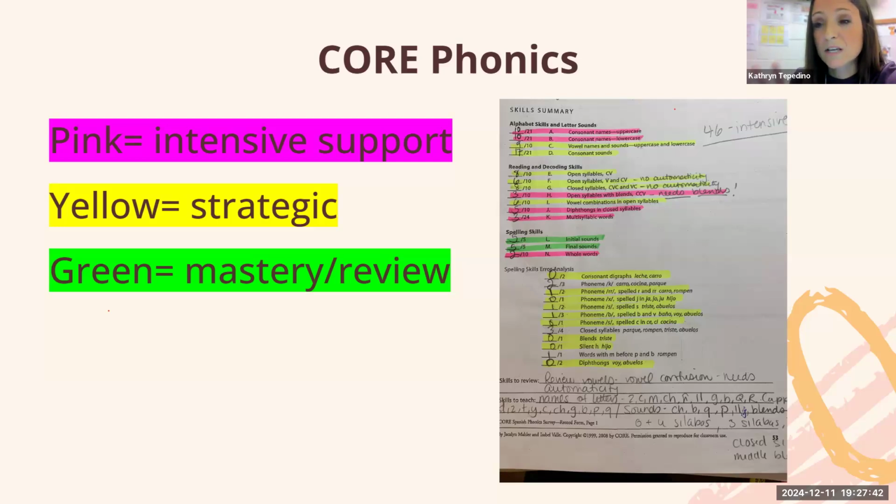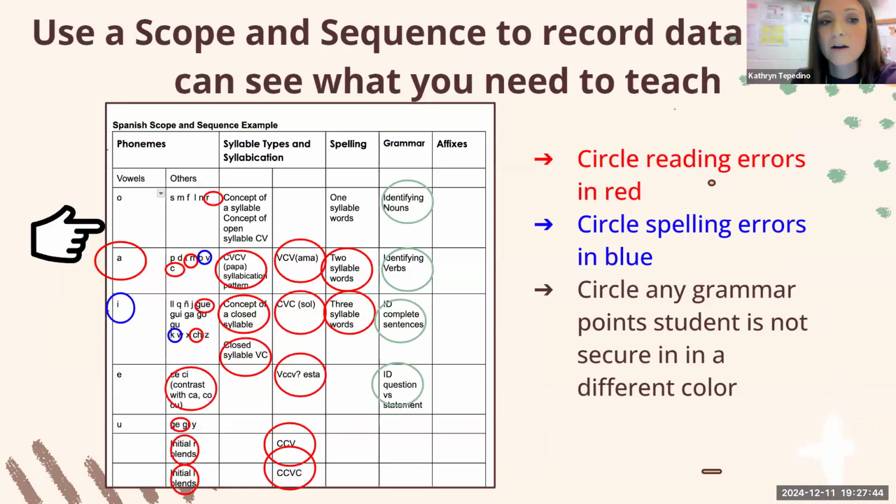From here, once I look at exactly what they need, I go over to my scope and sequence and I circle in red all the reading errors. I circle in blue all the spelling errors. I made this one up. This is fake, but this is kind of what it's going to look like. You're going to go to your scope and sequence and circle what you need to teach.